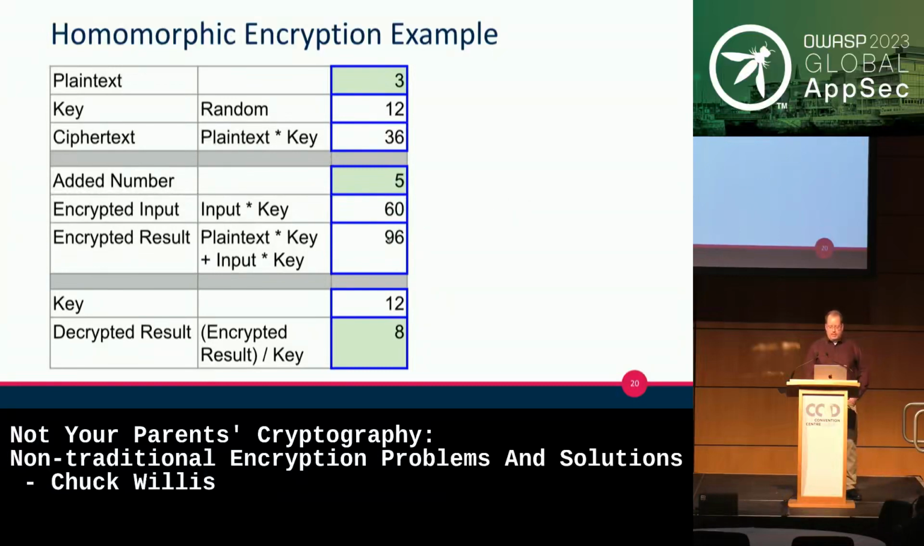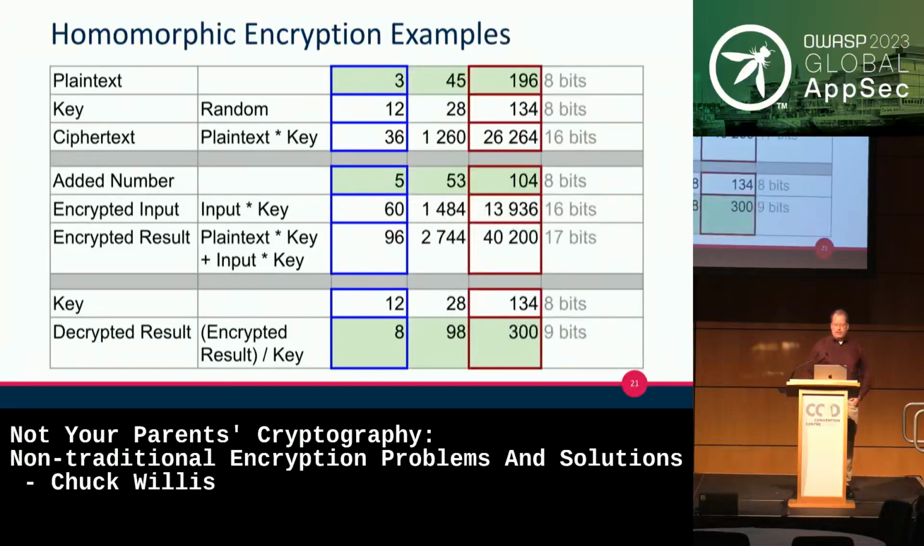You can then say, okay, 96 is later sent back to the client, which knows the key and can decrypt the data. So 96 divided by 12 is 8. And lo and behold, 3 plus 5 is 8. So this shows how this can work in a very simple case. I also walk through a couple more larger numbers where it still works out.